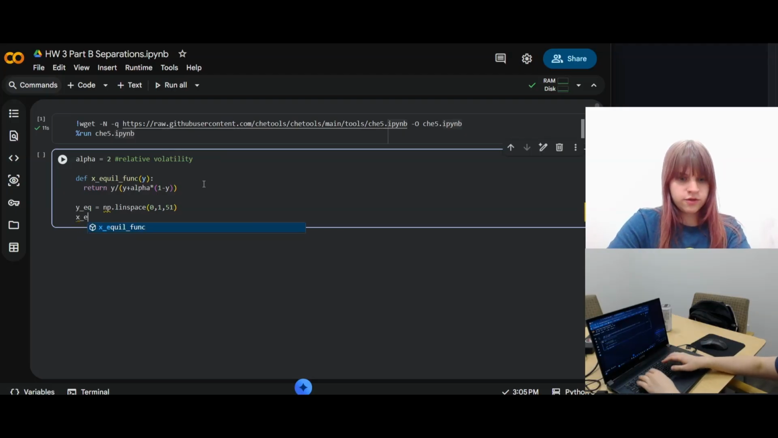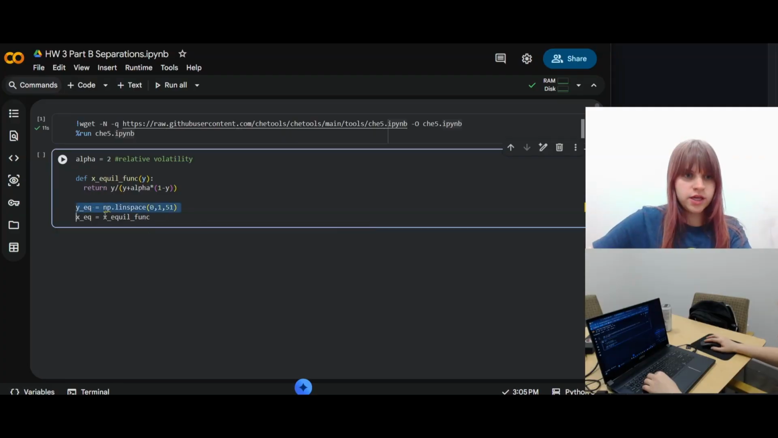And we want to do a similar thing here with our x values, except they are going to calculate the x value that corresponds to this YEQ value.